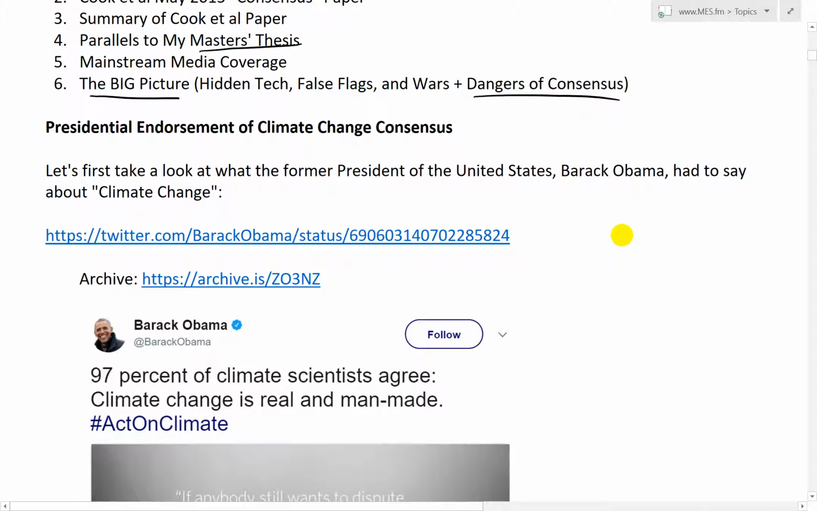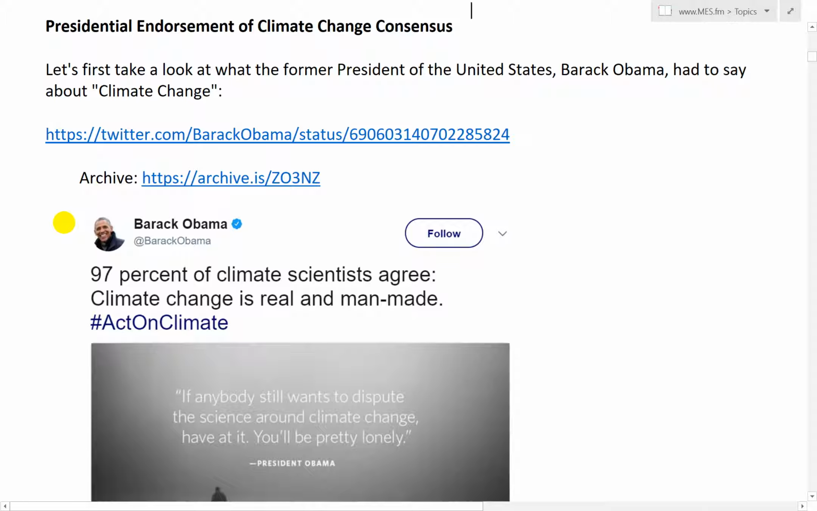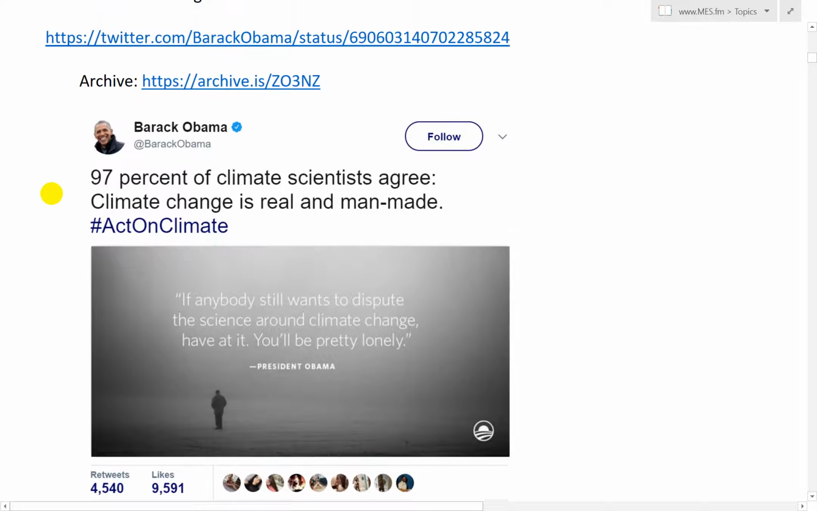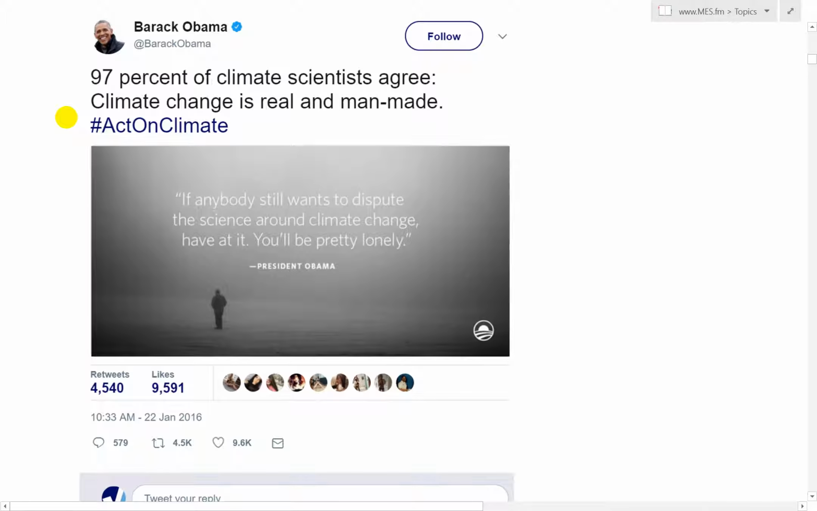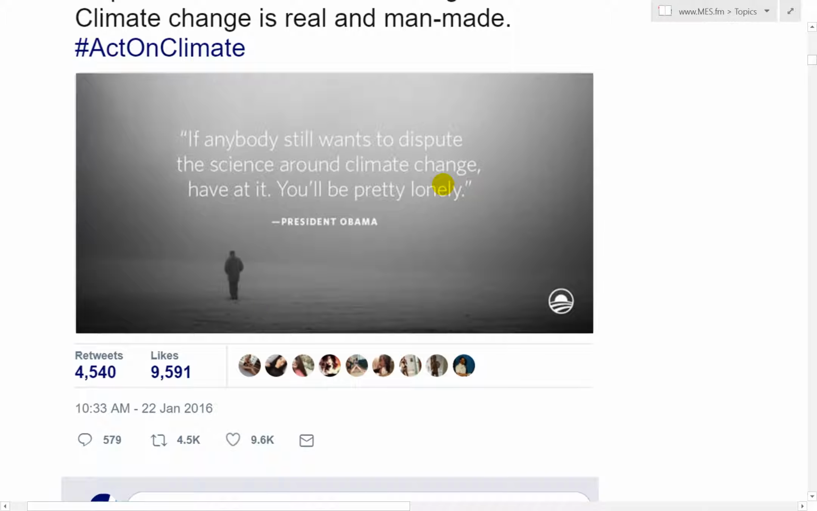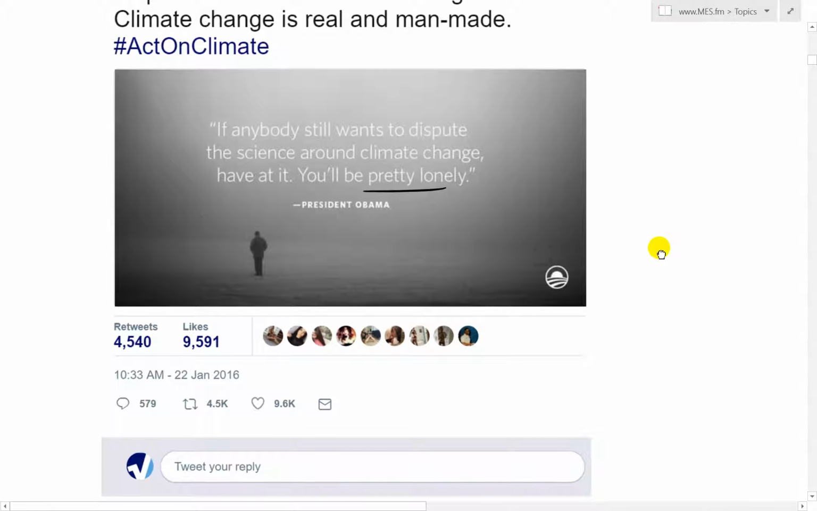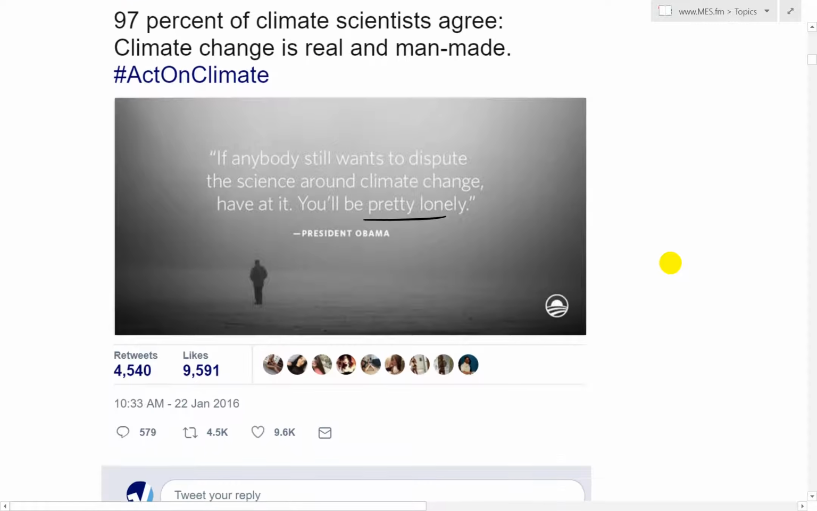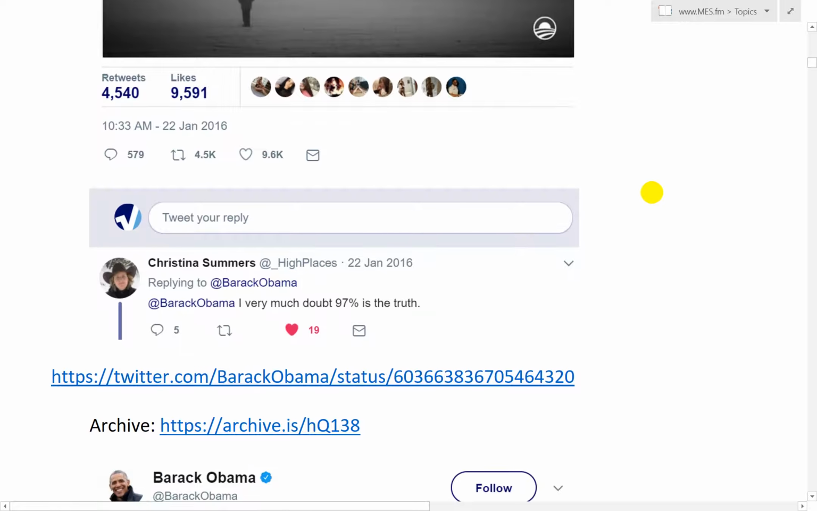So let's go over the presidential endorsement of climate change consensus. Let's first take a look at what the former president of the United States, Barack Obama, had to say about climate change. Here's a tweet from 2016: "Last year, 97% of climate scientists agree climate change is real and man-made. Hashtag act on climate." And now there's a picture of just some lonely guy: "If anybody still wants to dispute the science around climate change, have at it. You'll be pretty lonely." Again, this is just trying to discourage people from questioning climate change, in my opinion. And this person replied, "I very much doubt 97% is the truth."